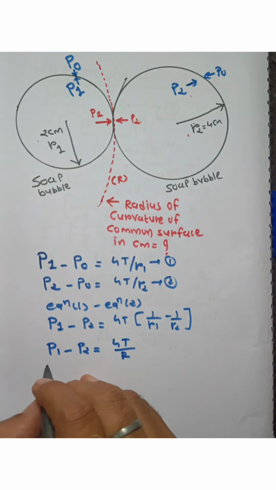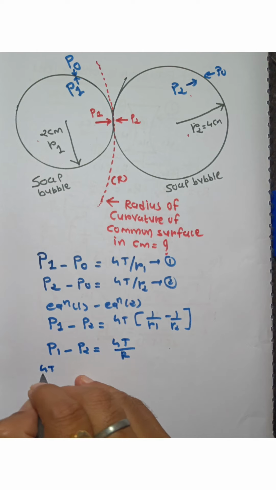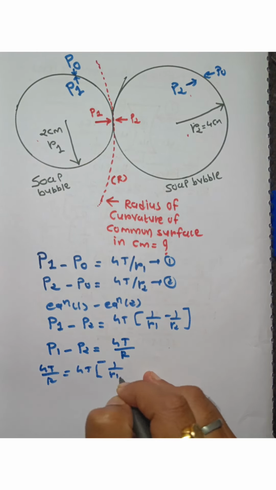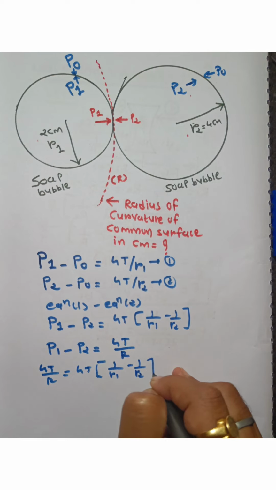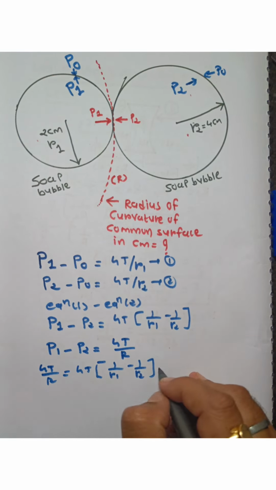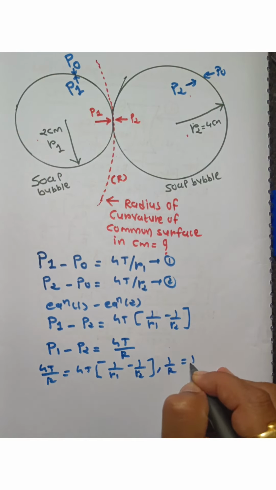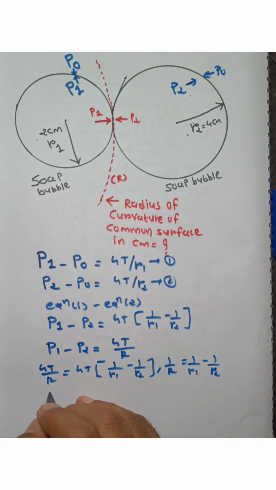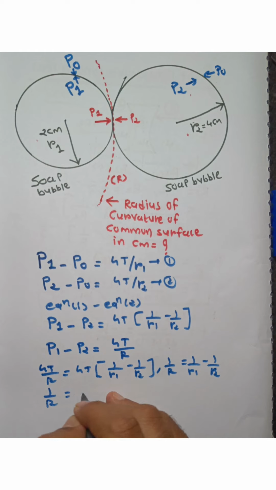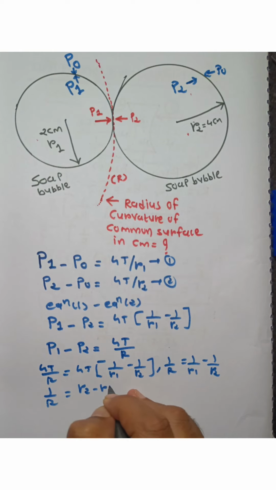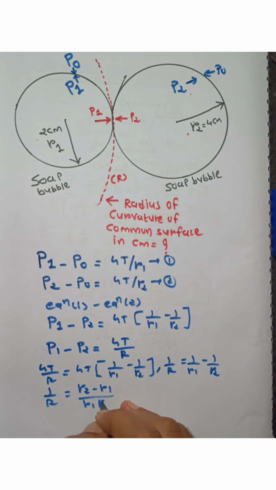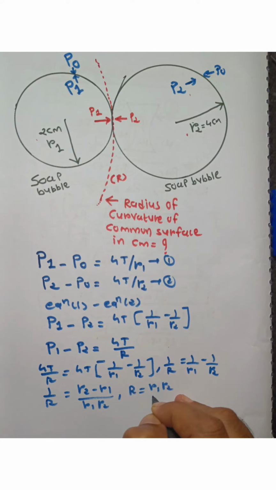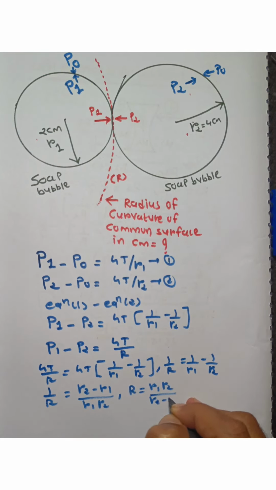Now equate these two equations. So 4T upon R is equal to 4T into 1 upon R1 minus 1 upon R2. Here 4T is cancelled. So 1 upon R is equal to 1 upon R1 minus 1 upon R2. So 1 upon R is equal to R2 minus R1 upon R1 R2. So from this, R is equal to R1 R2 upon R2 minus R1.